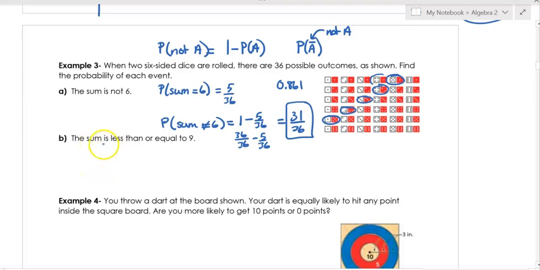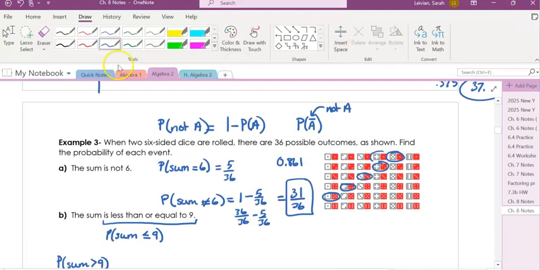Okay, if we want the probability that the sum is less than or equal to 9, it would actually be easier to find the probability that the sum is greater than 9, because that is the opposite of what they're asking for. They want less than or equal, so bigger is the opposite. So if we find the opposite, then we can use how you find not, and we can do that.